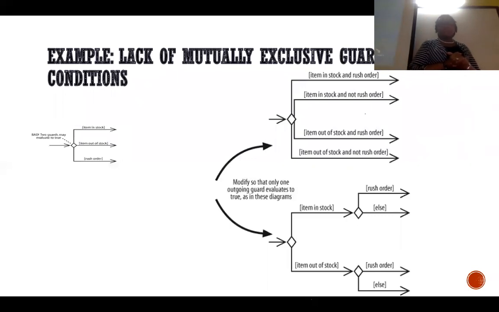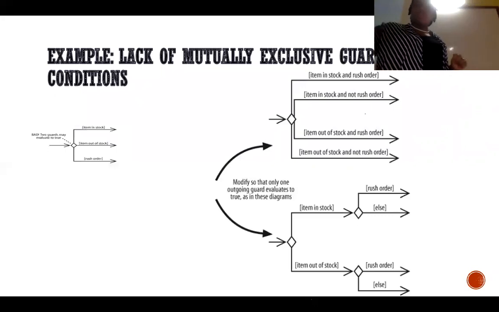So in one case, we use two conditions for each test. So we end up with 4 branches. Item in stock and rush order, item in stock and not rush order, item out of stock and rush order, item out of stock and not rush order. That makes sense? Right, it makes sense. I probably would write my activity diagram like this.